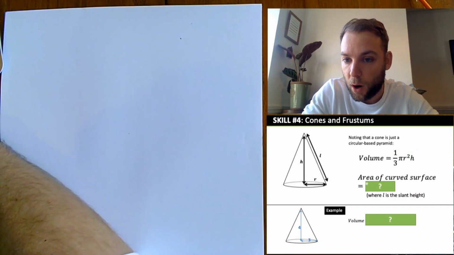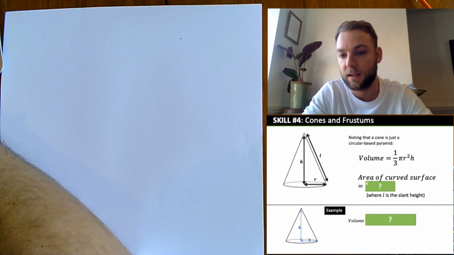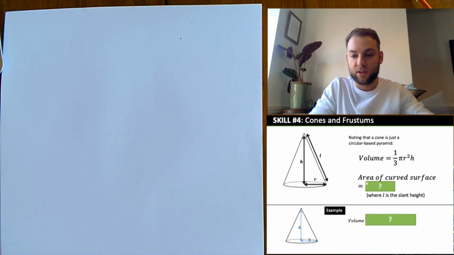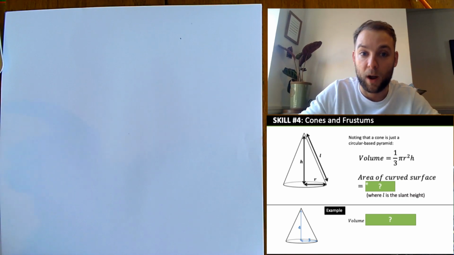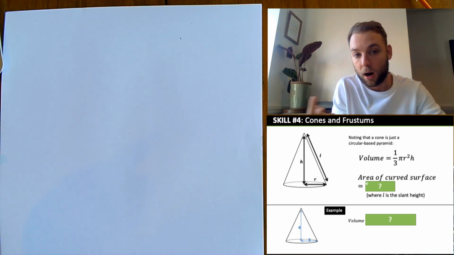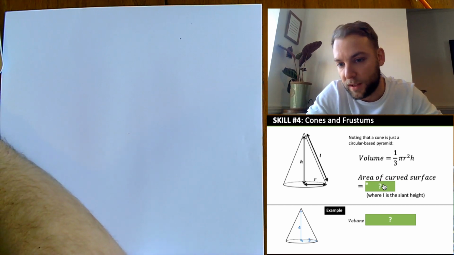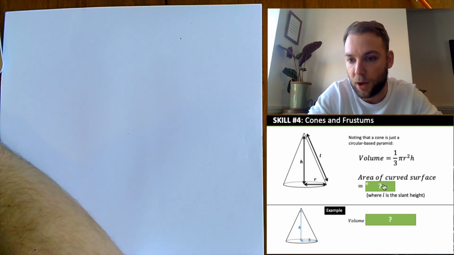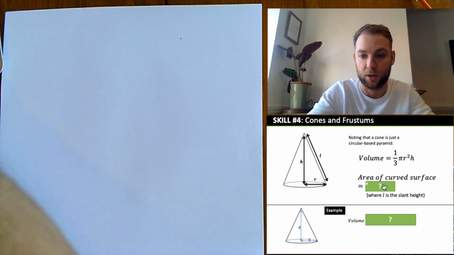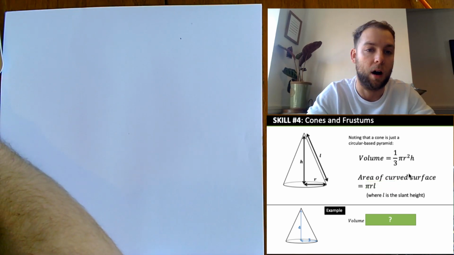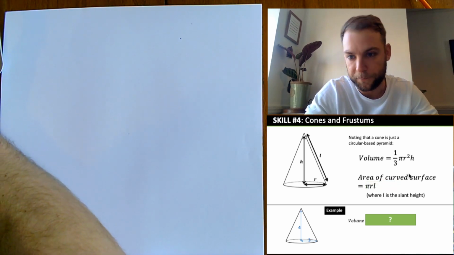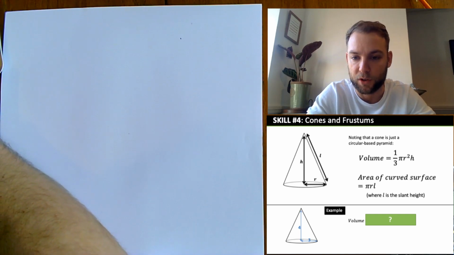So the volume of a pyramid is 1/3 pi r squared h, where h is the vertical height and r is the radius of that base. We haven't touched upon this yet, but it's worth mentioning that the curved surface area of a cone is pi r l. We don't need that just yet. We might look at that a little bit later when we look at surface area of cones.